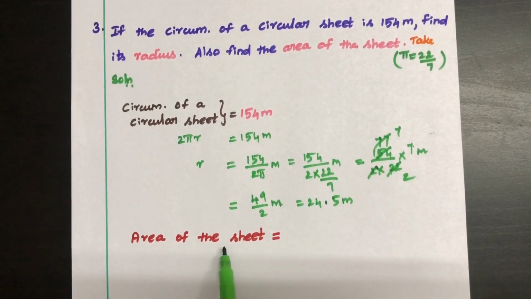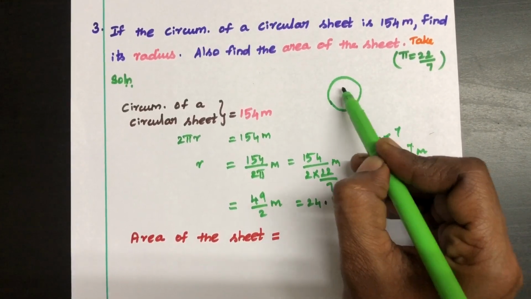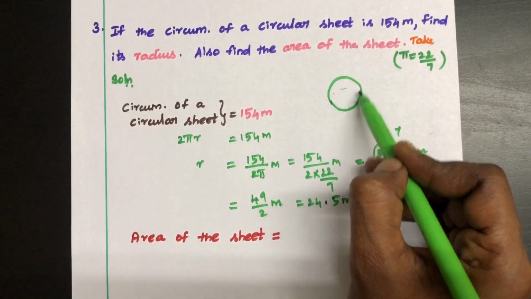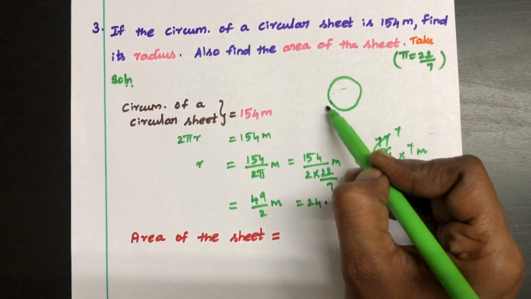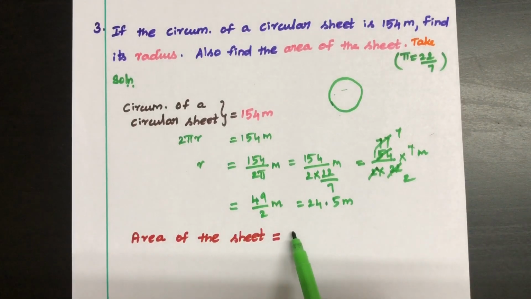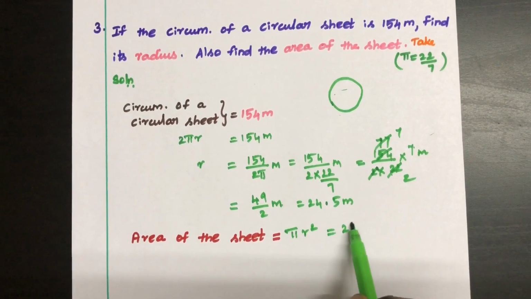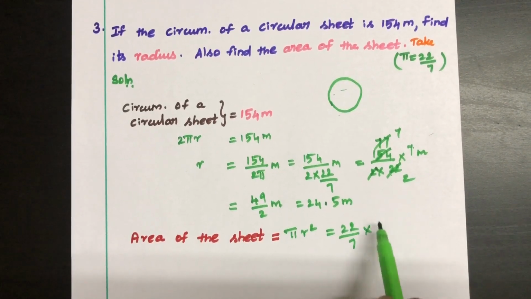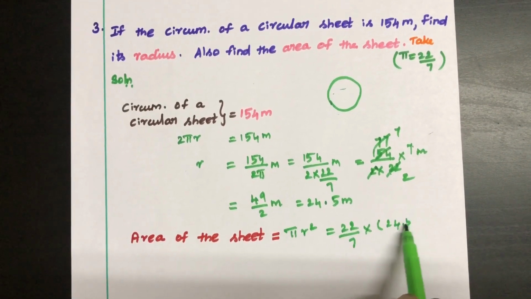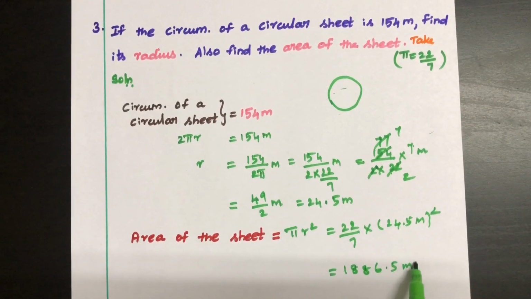Area of the sheet. See, we have found this length. Now we are going to find the inner surface covered by this length or circumference. So area of the sheet is pi r square, which is equal to 22 by 7 into 24.5 meter the whole square. If you work this out, this is 1886.5 meter square.